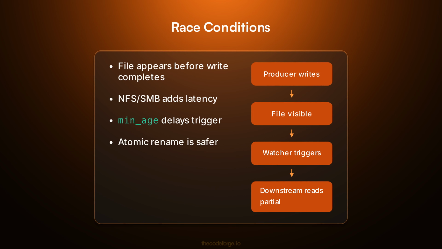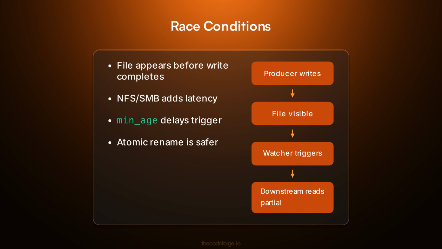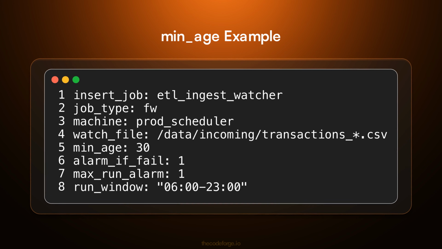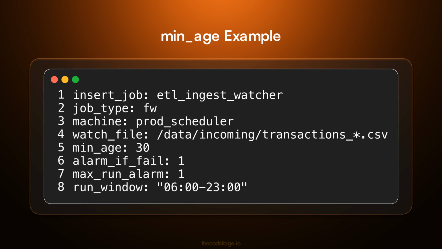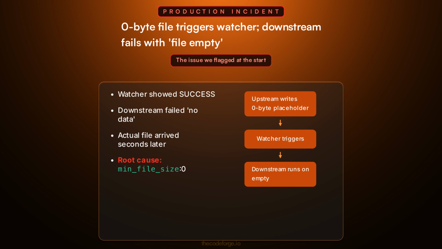File watcher jobs trigger when the OS reports the file, not when writing finishes. On NFS or under load, the file may appear before all bytes are written. The minage attribute tells AutoSys to wait n seconds after file appearance before triggering. Setting minage to 30 seconds gives the upstream process time to finish writing. For network mounts, start with 30 seconds. For local files, 10 seconds is usually enough. This is the same issue we highlighted at the start.